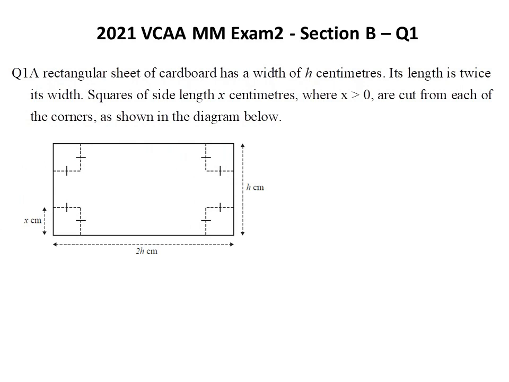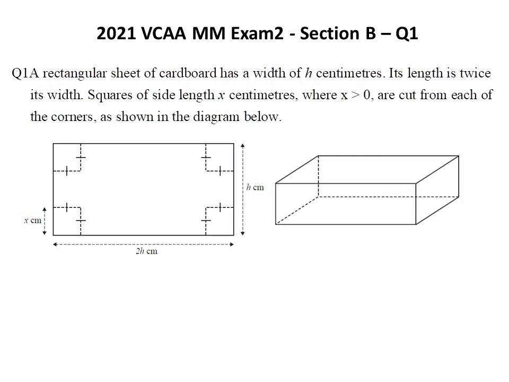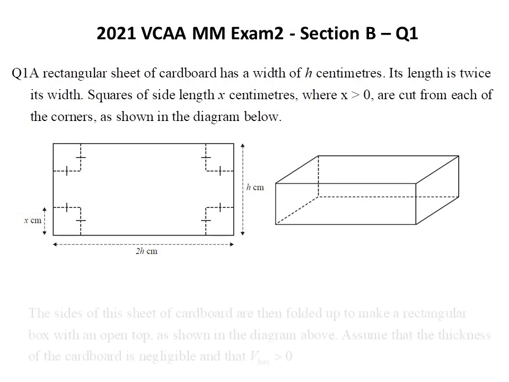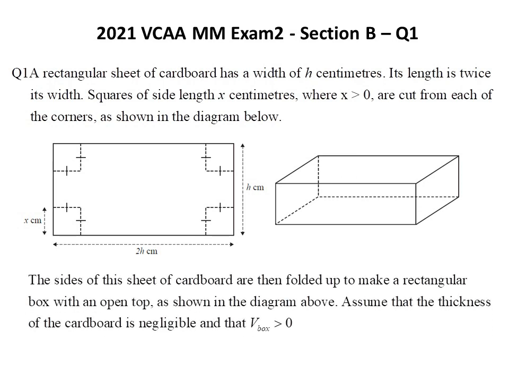As can be seen from the diagram on the screen, the first question shows a rectangular sheet of cardboard which has a width of h centimeters. Its length is twice its width. Squares of side length x centimeters are cut from each of the corners. The sides of this sheet of cardboard are then folded up to make a rectangular box with an open top as shown in the diagram. Assume that the thickness of the cardboard is negligible in this question.